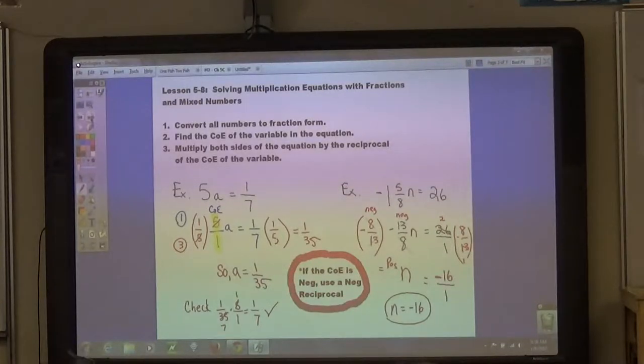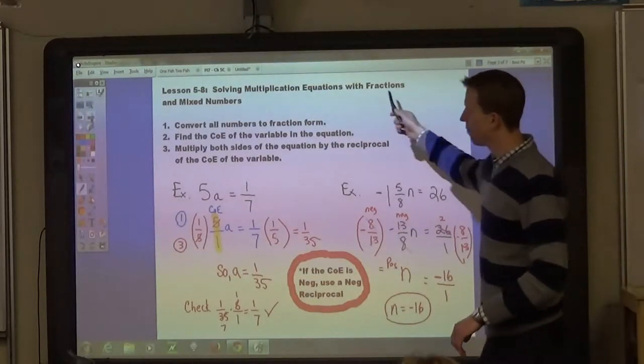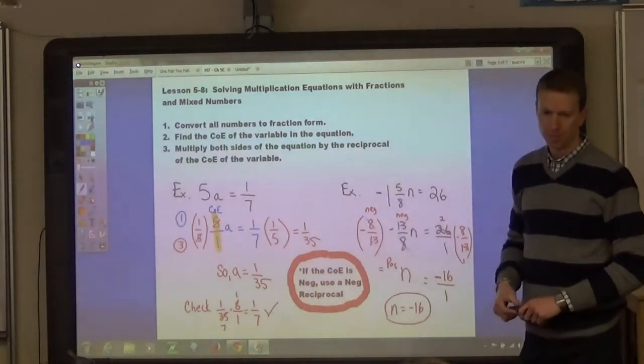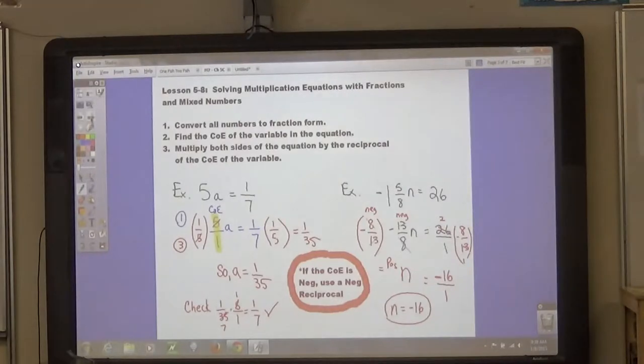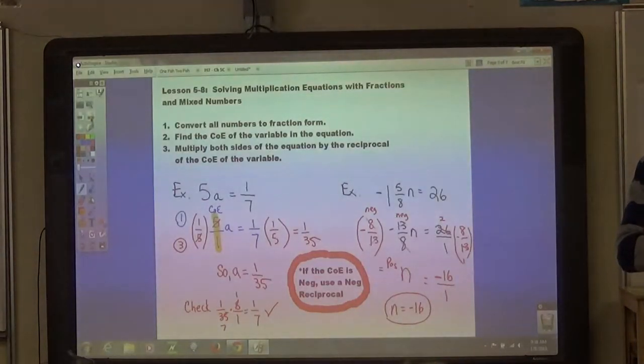All right, let's take a look at lesson 5.8. Lesson 5.8 is about solving multiplication equations that have fractions or mixed numbers in them. And just like before, I think it was chapter 3 where we worked on solving multiplication equations. Okay? Like 3a equals 12.